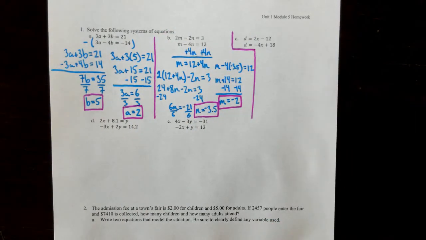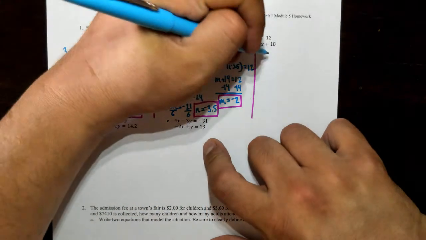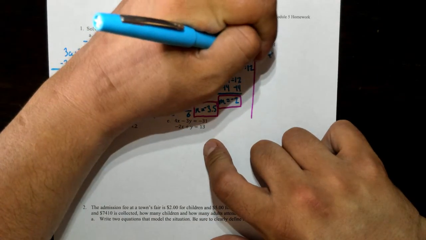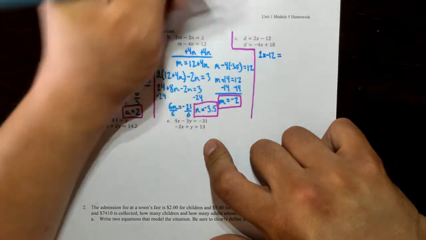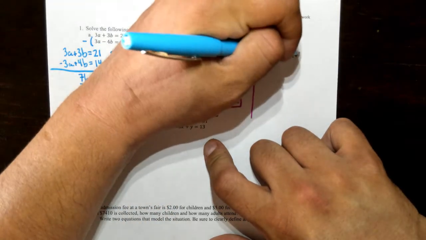So moving on to C, again, this is an interesting case because take a look. They're both equal to d, which means that I can say that they're both equal to each other. If one thing is equal to something and something else is equal to that same something, then all three of those things are equal to each other. So I can set this up as 2x minus 12 equals 4x, or negative 4x plus 18.